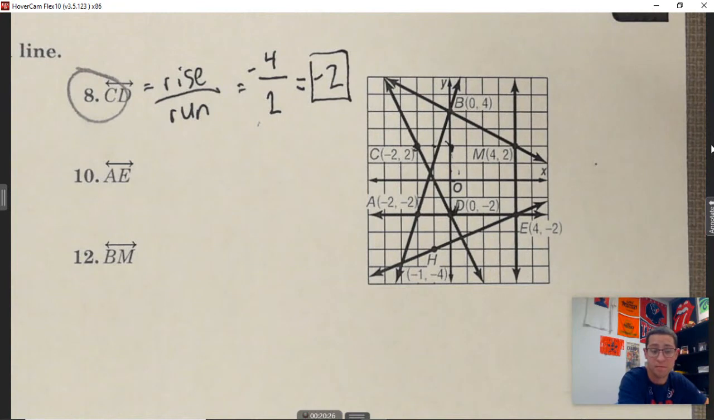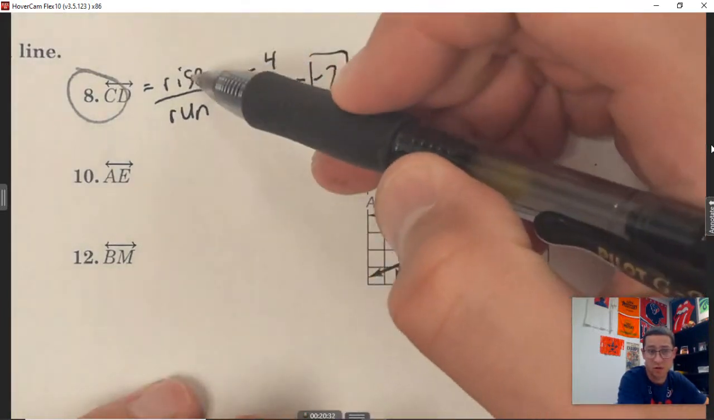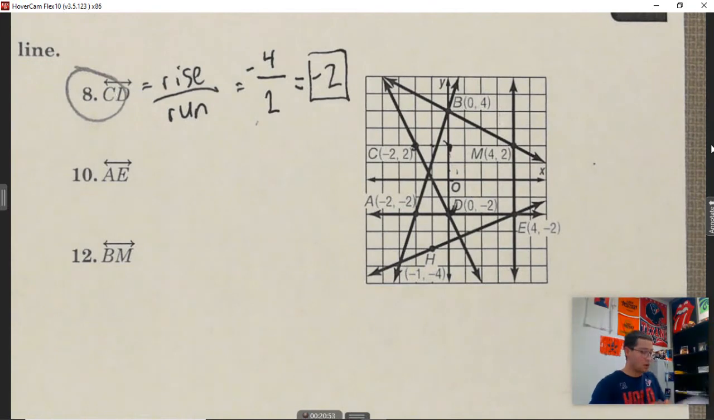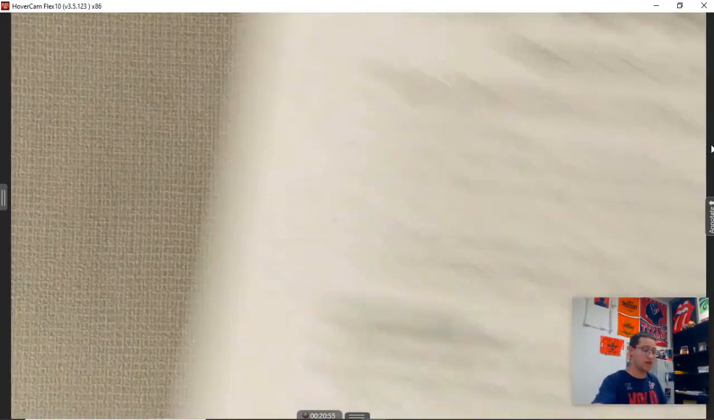All right? We could do more examples, but it's essentially the same thing each time. You're looking at your rise over your run. As you go up or down, that's your rise. And then as you go to the left or to the right, that's your run. Again, up is positive, down is negative, left is negative, and right is positive. Okay, so that's slope.